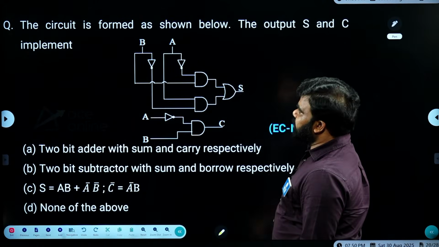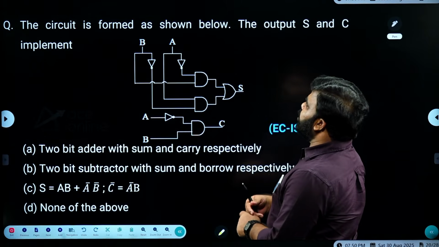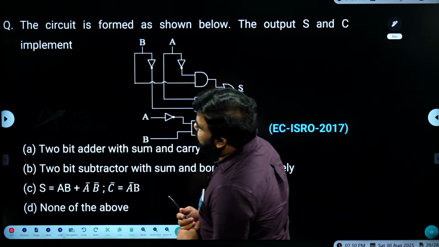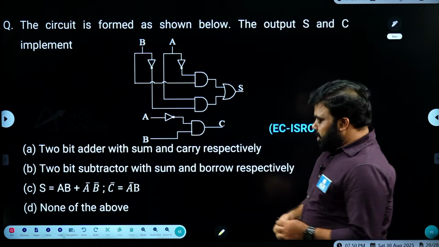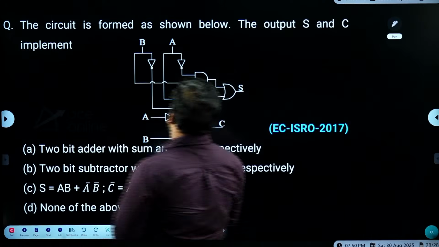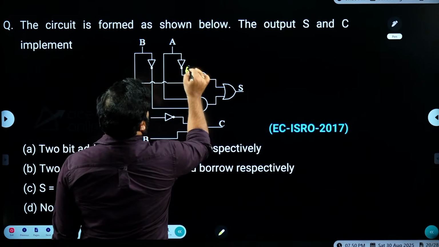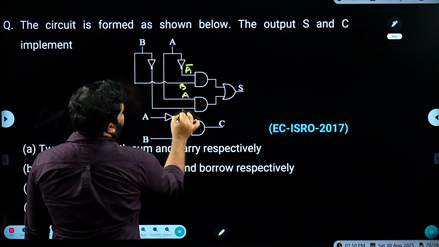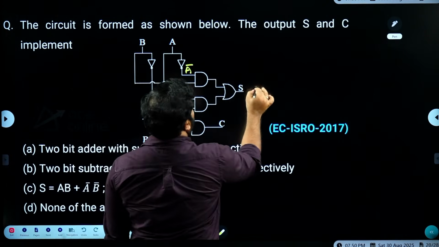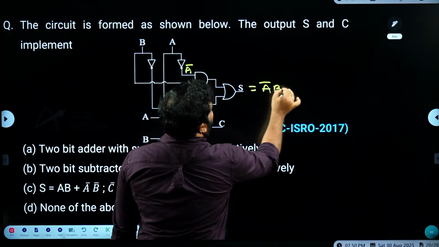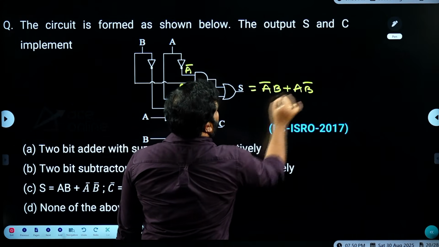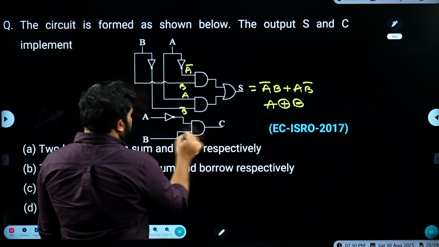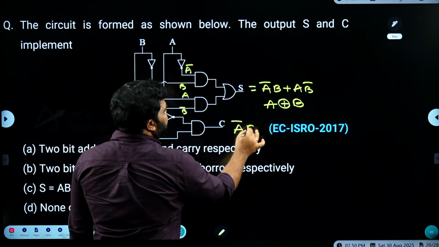This is another question. The circuit is formed as shown below. The outputs S and C implement. See, here if you are observing the logic circuit, here it is A bar and here we are getting B. And here it is A, it is going to be B bar. So finally what we are getting? A bar B plus A B bar, which is A XOR B. And what about C? It is A bar B.